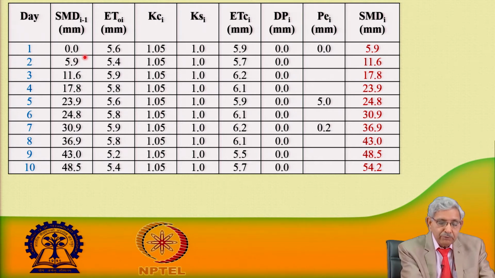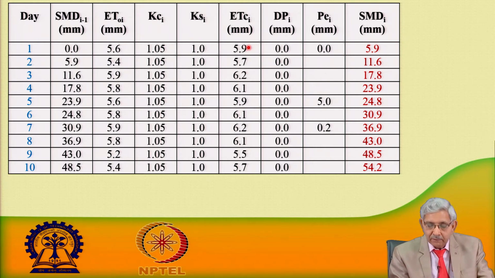Now, we will calculate the ETc, that is evapotranspiration requirement of the crop on ith day, that is day 1. It is nothing but 5.6 multiplied by 1.05. So, we will get 5.9 millimeter. Deep percolation is negligible, so it has been taken as 0. Precipitation on this day is 0. So, this value 5.9 millimeter is the soil moisture depletion on day 1.